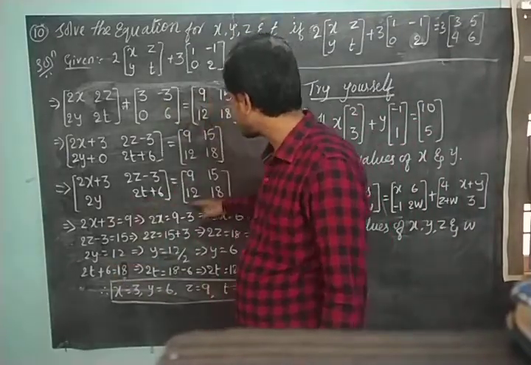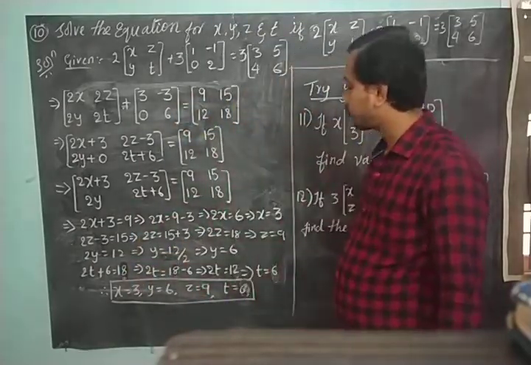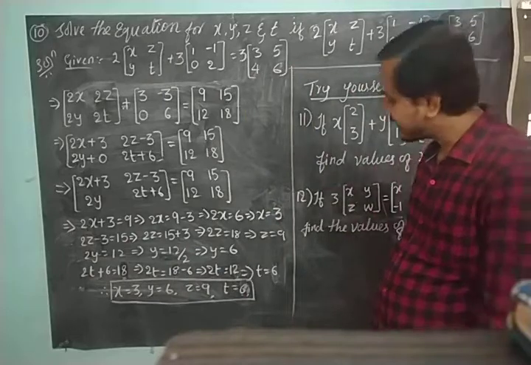Similarly, 2y. What is its corresponding element? 12. 2y is equal to 12. That means y is equal to 12 by 2. That is y is equal to 6.